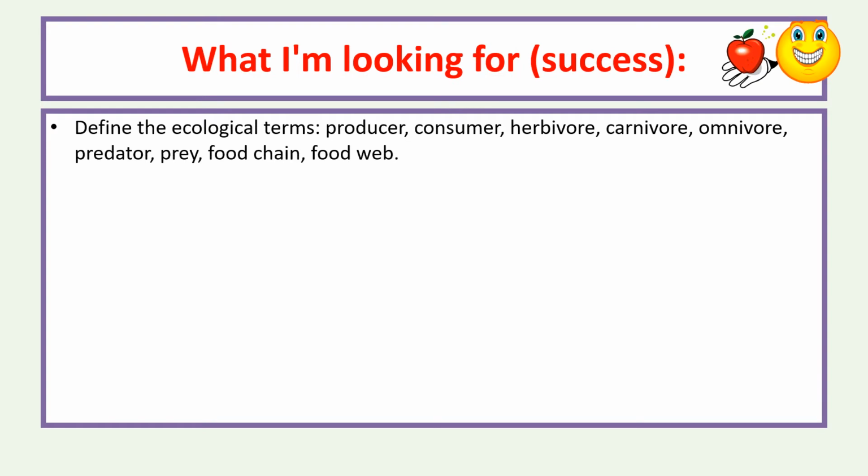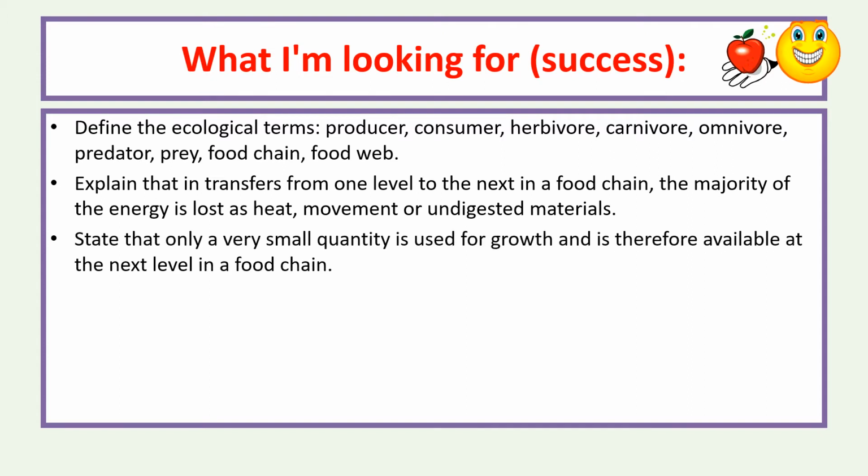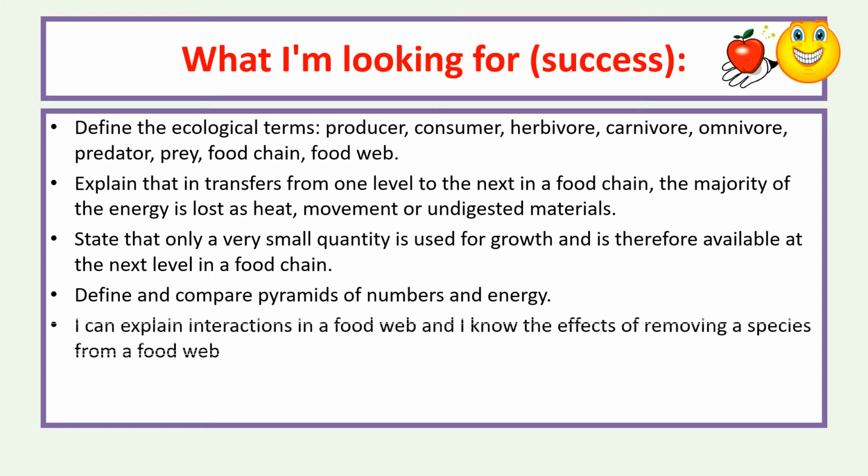So to be successful, you'll be able to define the ecological terms producer, consumer, herbivore, carnivore, omnivore, predator, prey, food chain, food web. Explain that in transfers from one level to the next in a food chain, the majority of energy is lost as heat, movement or undigested materials. State that only a very small quantity is used for growth and is therefore available at the next level in a food chain. Define and compare pyramids of number and energy, and explain the interactions in a food web and know the effects of removing a species from a food web.